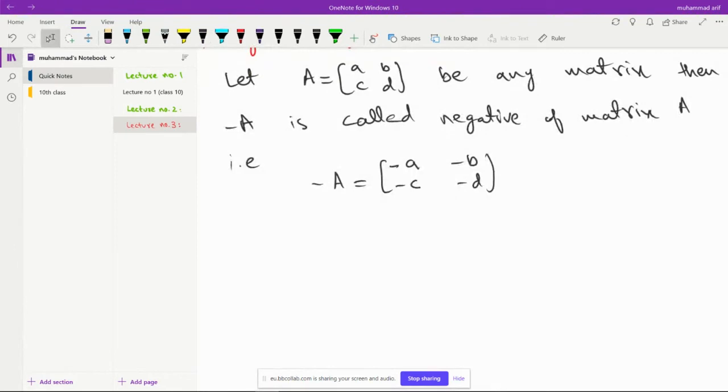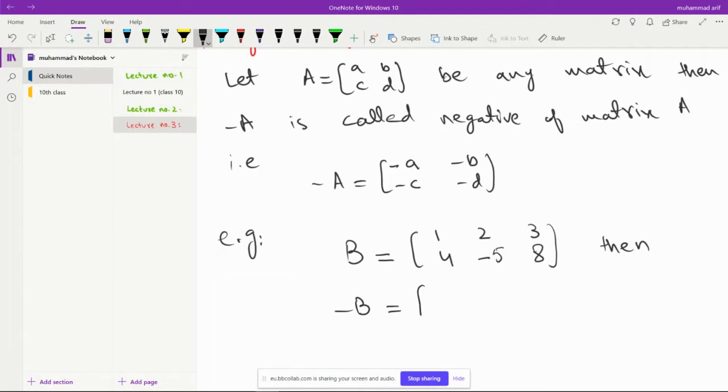In a matrix A, if we change all the signs of the matrix, then it becomes a negative of a matrix. For example, a matrix B which is equal to 1, 2, 3, 4, minus 5, 8. Then negative of matrix B is negative 1, negative 2, negative 3, negative 4. 5 is also a negative, therefore it becomes positive, and negative 8.